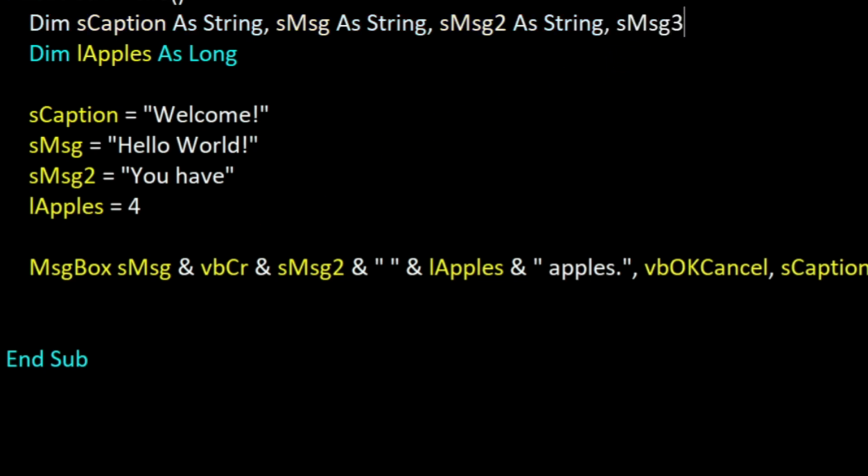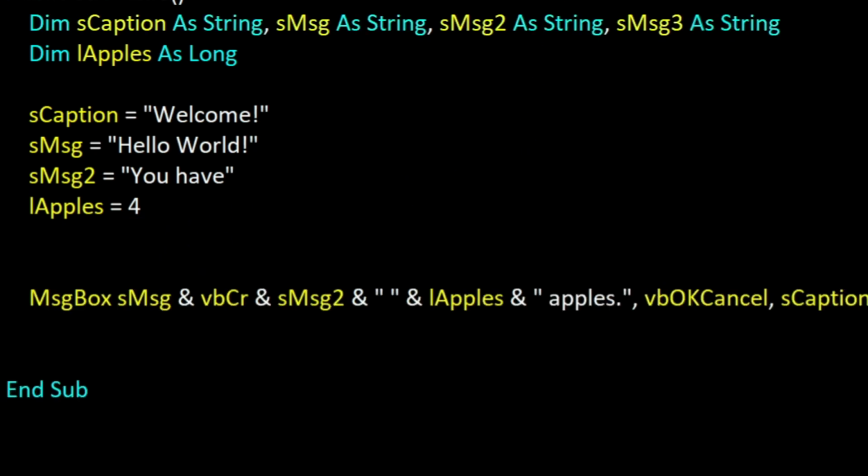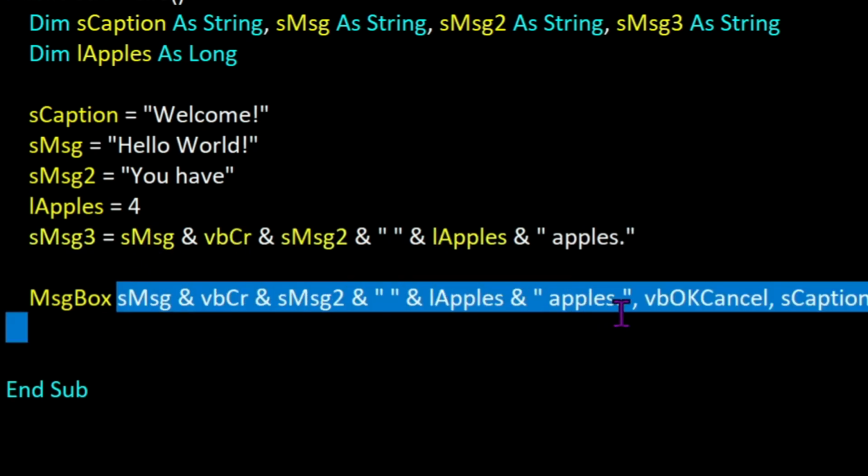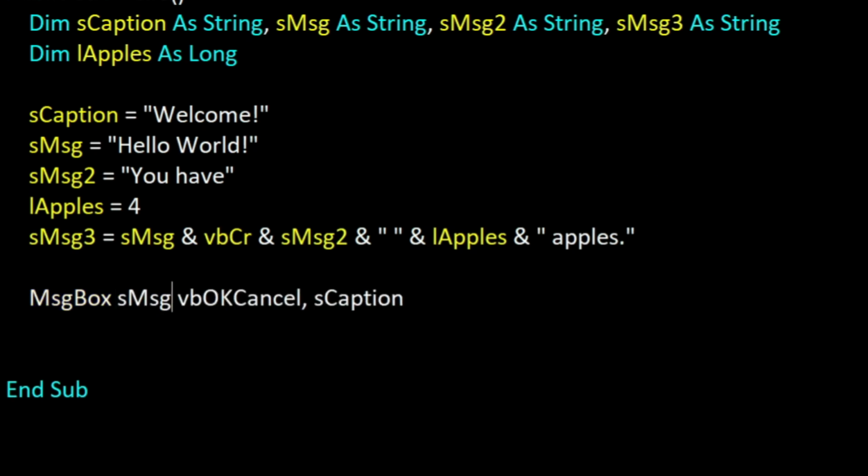So let's give ourselves an smessage3 string variable again. Now we're going to set the smessage3 variable equal to smessage and vbCr and smessage2, append a space, and lapples, append another space, and then "apples" in quotes. Now we can replace this very large string here with that singular variable smessage3. Both ways are valid, but this is a bit easier to read in code.